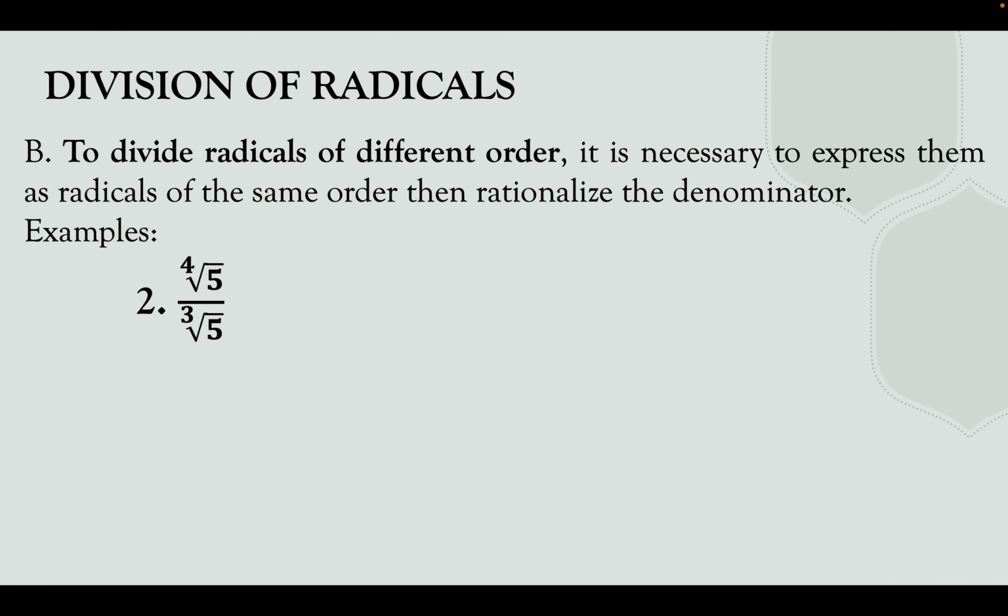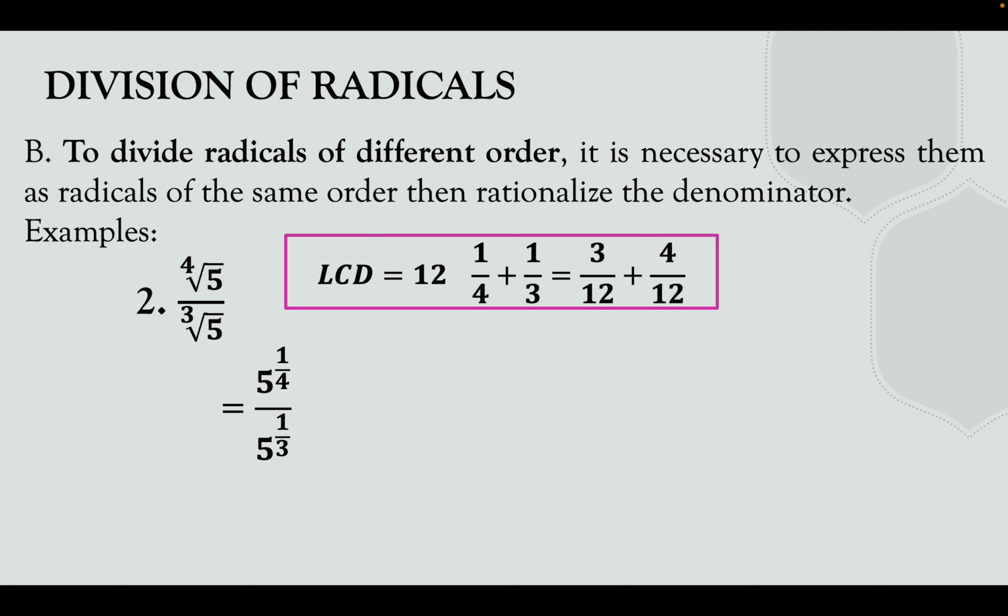Next, we have the 4th root of 5 over the cube root of 5. So we will change this into rational exponents. So we have 5 raised to 1/4 over 5 raised to 1/3. Let's find its LCD. Its LCD is 12. So that means 12 divided by 4 is 3 times 1, 3. 12 divided by 3 is 4 times 1, that is 4. So that means we have 5 raised to 3 over 12 over 5 raised to 4 over 12.